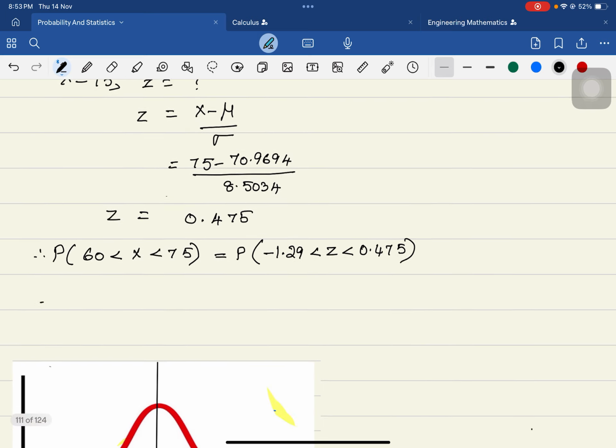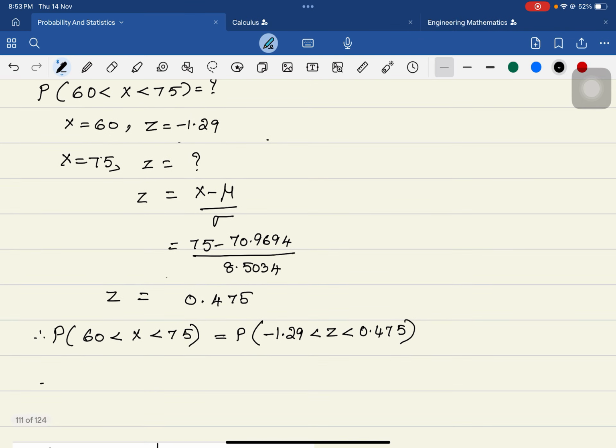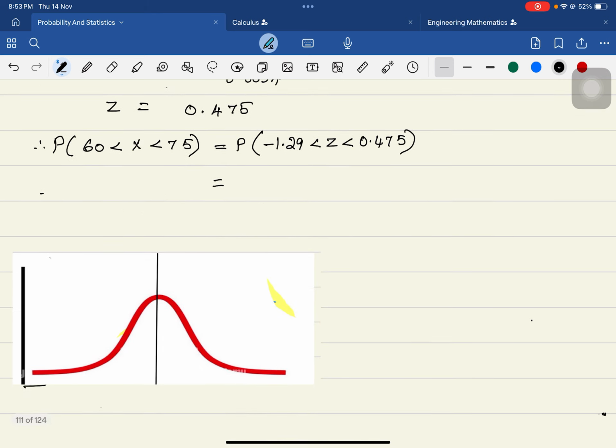So, what is this we are going to find out here. So, minus 1.29 and 0.475. So, where is it located? It is z is equal to 0 here, and minus 1.29 is here somewhere, and here it is z is 0.475. So, let us now understand the area between minus 1.29 and 0.475, and this is the area, correct?